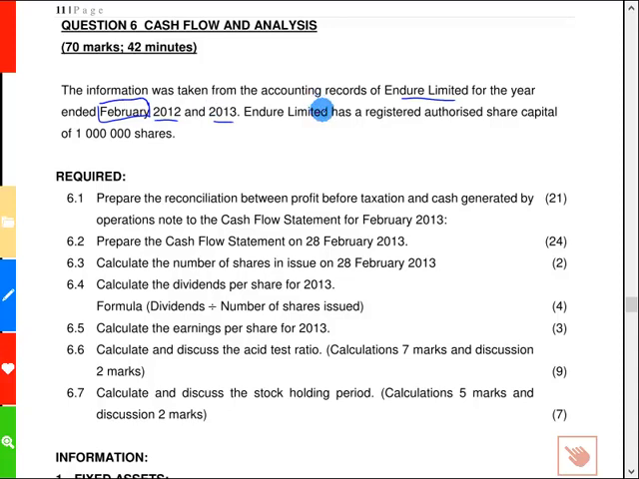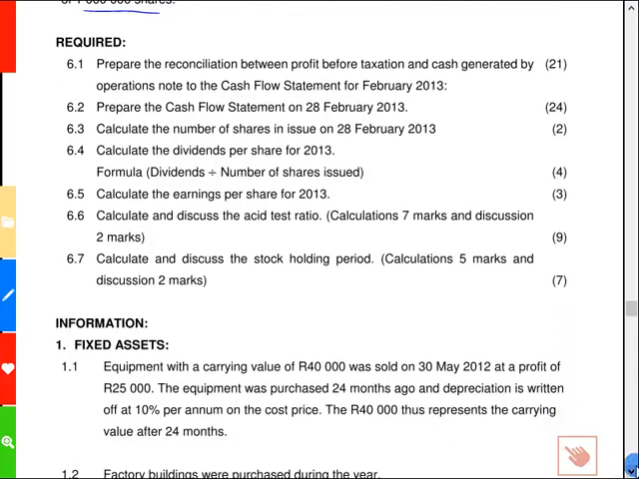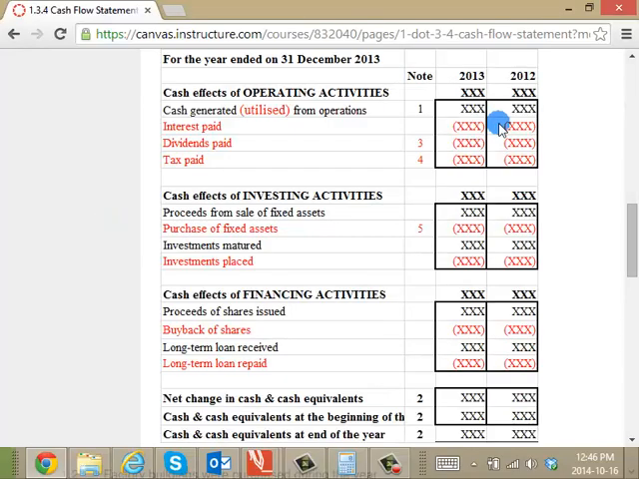Okay, Endure Limited has a registered authorized share capital of 1 million shares. Alright, now we're asked to prepare the reconciliation between the profit before tax and the cash generated by operations. That's one of the notes of the cash flow that you should know off by heart. So here's the format of the cash flow statement, and this you should know off by heart.